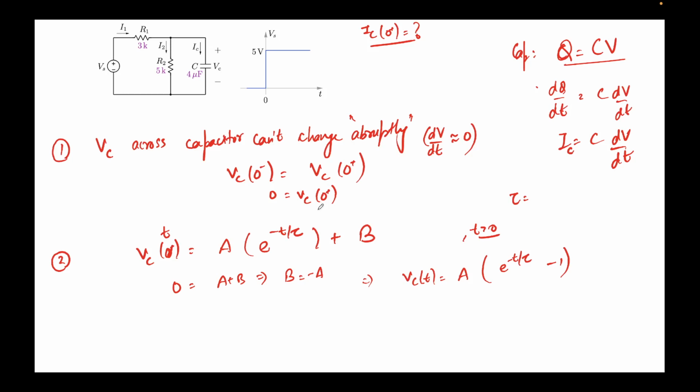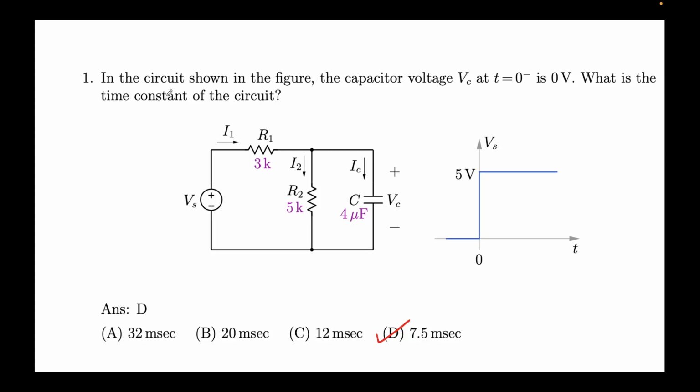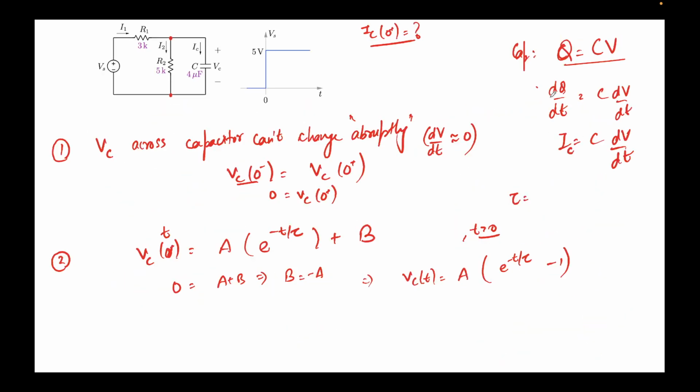Oh no, sorry, I made a mistake. V_C at 0 minus was not 0, so we have to calculate V_C at 0 minus, that is just before, give me a second. V_C at 0 minus is 0, sorry, so it was 0. Yeah, so this was the expression. Now what we are required to do is find what still remains.